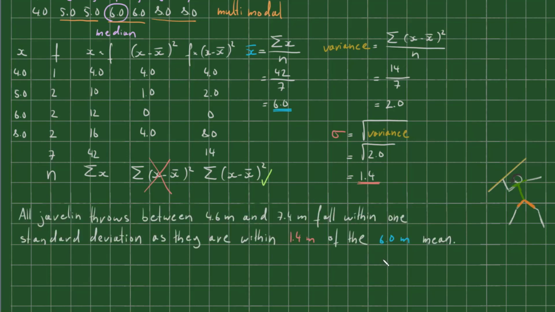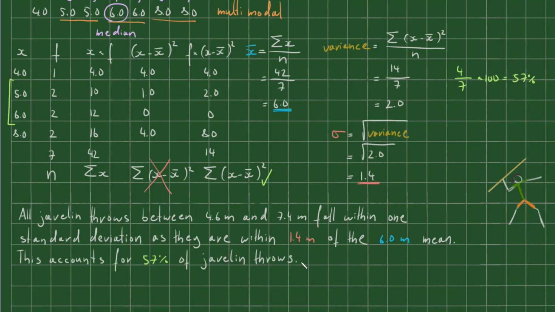And how many javelin throws is that in this particular case? Well, if we go back to our table in our first column, we are looking at all of these values. In other words, the throws that have traveled 5 meters and 6 meters. I have 2 of each, which means 4 out of 7 javelin throws fall within one standard deviation. Over on the right hand side, I can calculate the percentage. So I have 4 over 7 multiplied by 100. And that gives me 57%. So I can say that javelin throws that fall within one standard deviation account for 57% of all javelin throws.